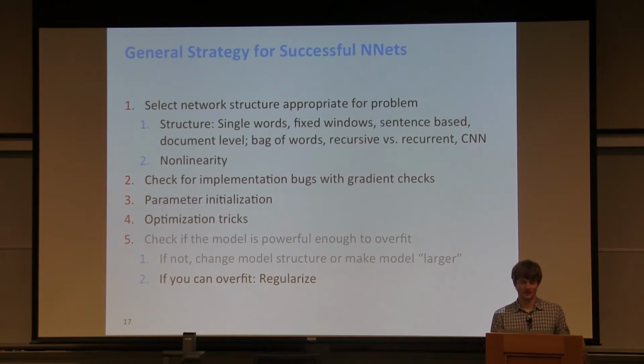All right, now let's move on to some general strategies for successfully training neural networks. These are, I think, some of the good high-level steps that you want to repeat in almost every neural network project, and several of them generalize to any machine learning project. So the first thing you want to do is select the network structure that you have. And so far we've looked at single words, which rarely is the end task that you might care about in the real world.